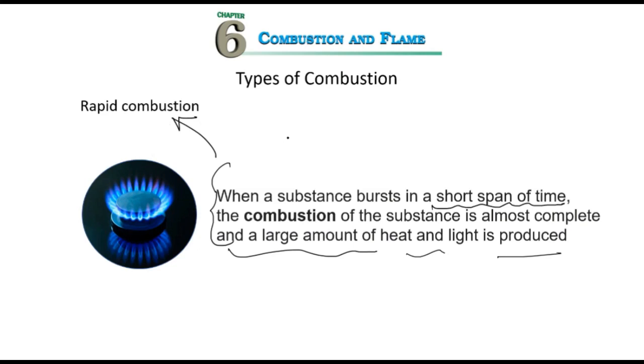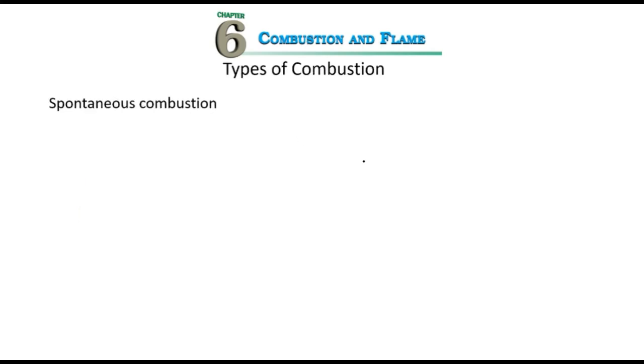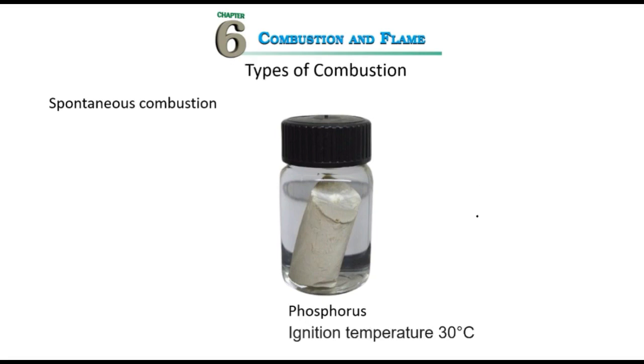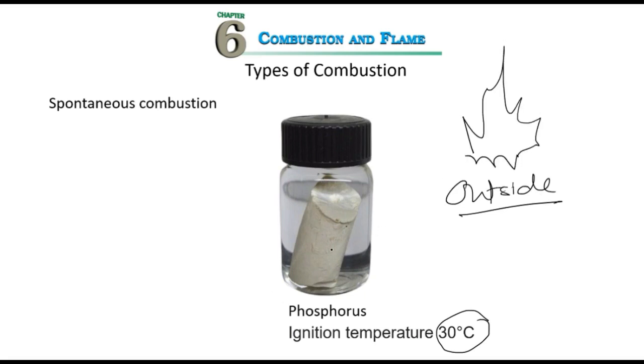The next one is spontaneous combustion. Let me give you one example. We have already talked about an element called phosphorus. Phosphorus has an ignition temperature of 30 degrees. Sometimes 30 degrees is less than the room temperature in summer, and therefore if you keep this phosphorus outside, you need not give any external heat to it. It gets into fire on its own, and that is why it is stored in water in a cool condition.